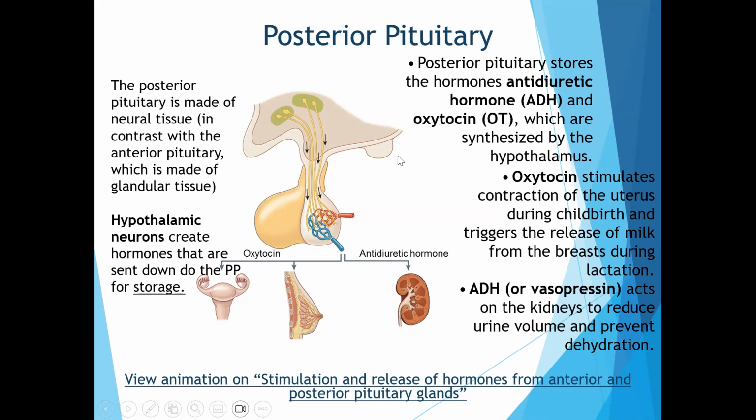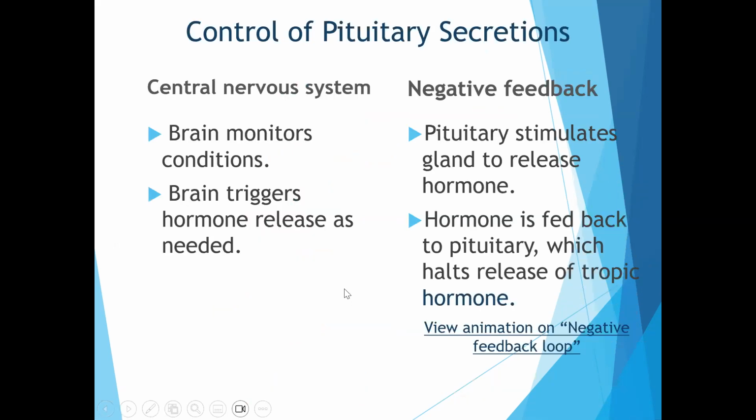So remember, the big distinction is the types of tissue. Anterior pituitary is glandular, posterior pituitary is neural. The anterior pituitary is larger. It is also governed by the hypothalamus, whereas the posterior pituitary is not quite as reliant on that.